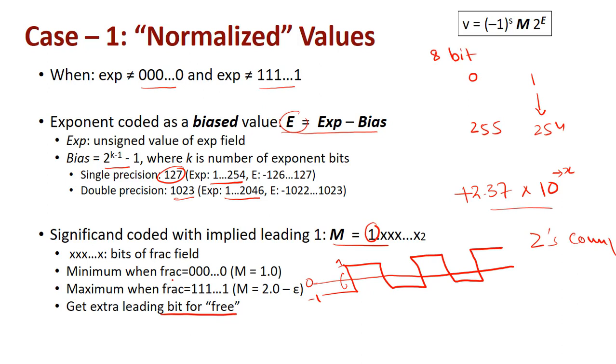So when the fractional part is 0, m is at its minimum. What is the minimum value of the mantissa? It can be 1.0, and it cannot be equal to 2, but it can be very close to 2.